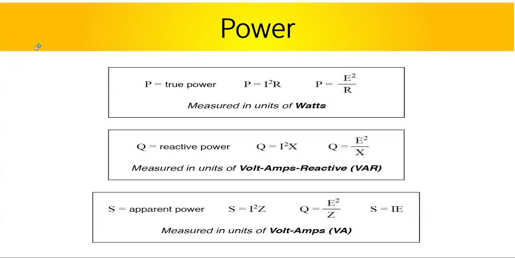If you look at UPSs, they'll give you a VA rating as opposed to a real power rating. So the apparent power is going to be I squared times the impedance, or E squared divided by the impedance. And that one they just do volt amps, because it's the composite.